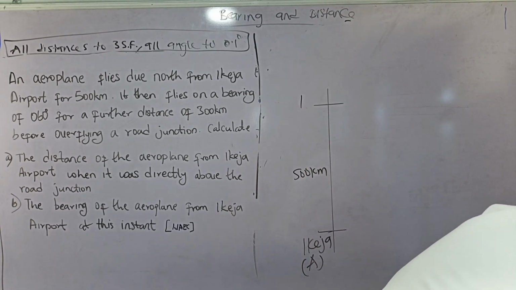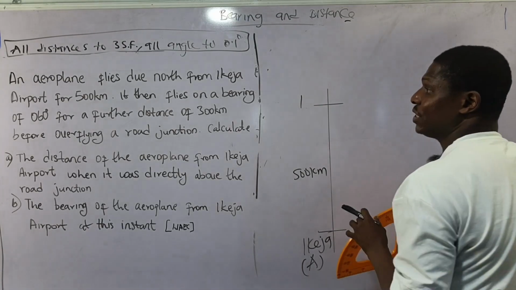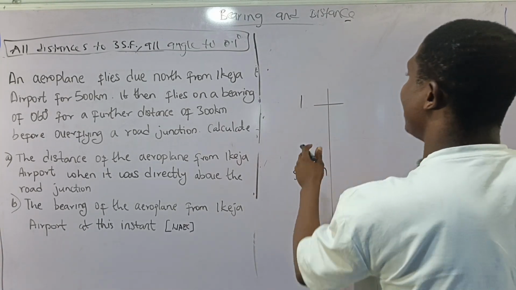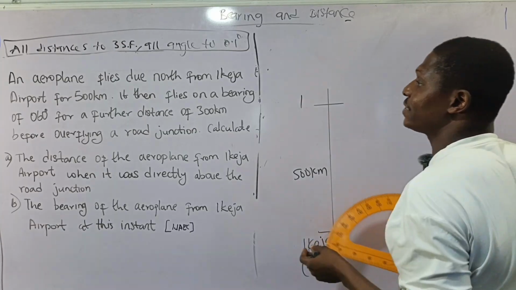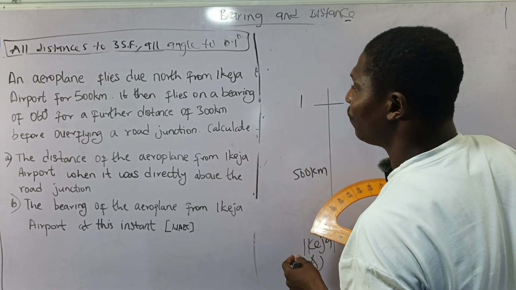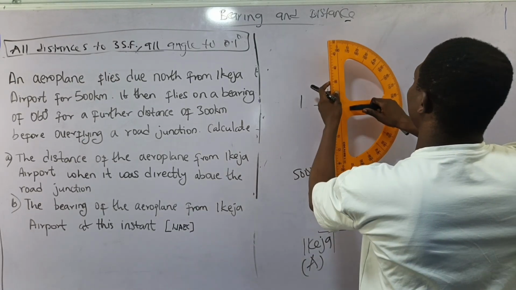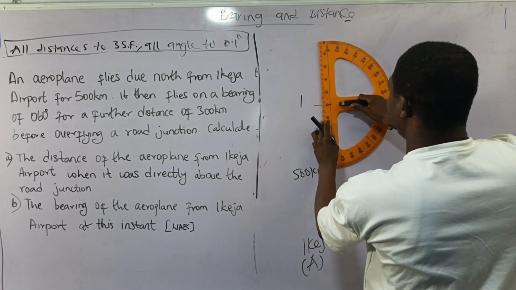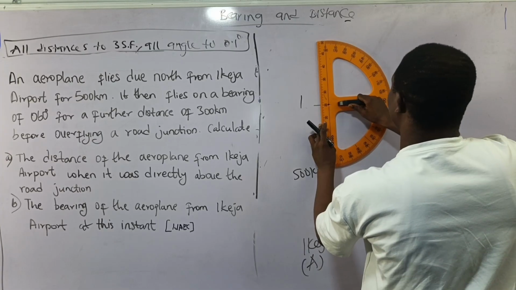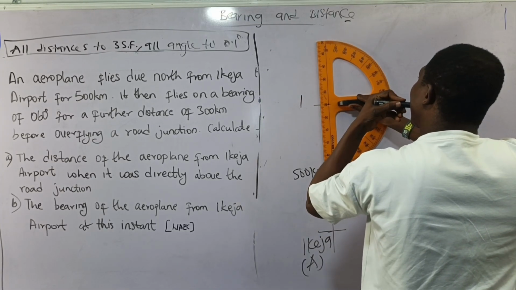So we've done the first information. Now the next information says it then flies from this initial point to somewhere else. It then flies on a bearing of 60 degrees for a further distance of 300 kilometers. If I have this here, my 60 degrees, the top is 0. So I have my 60 degrees here.